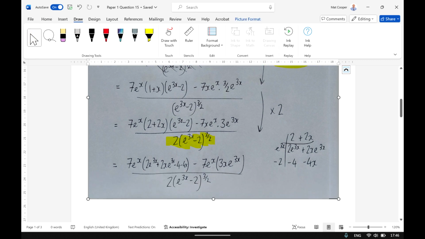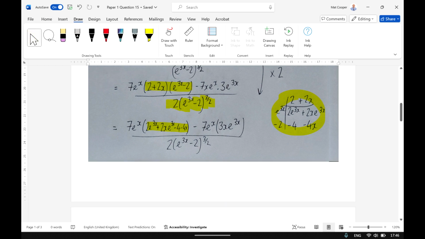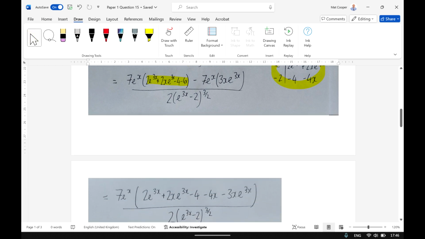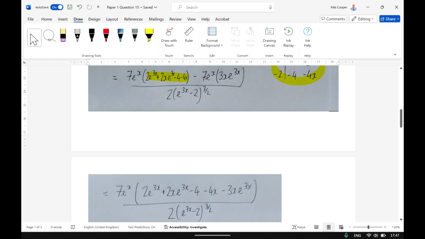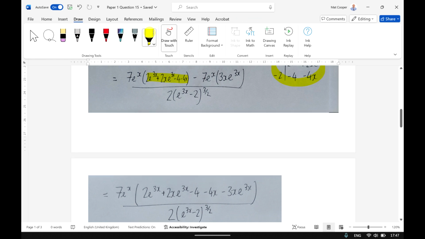So the first thing I did was I gridded that out, which gave me this. And getting close now, because I've got a minus 4 and a minus 4x, which is in the form that they want. So now here's perhaps the fiddly step, and unfortunately it goes on a page break. Let's rub that out again, sorry. So I've got 7e to the x here and 7e to the x here.